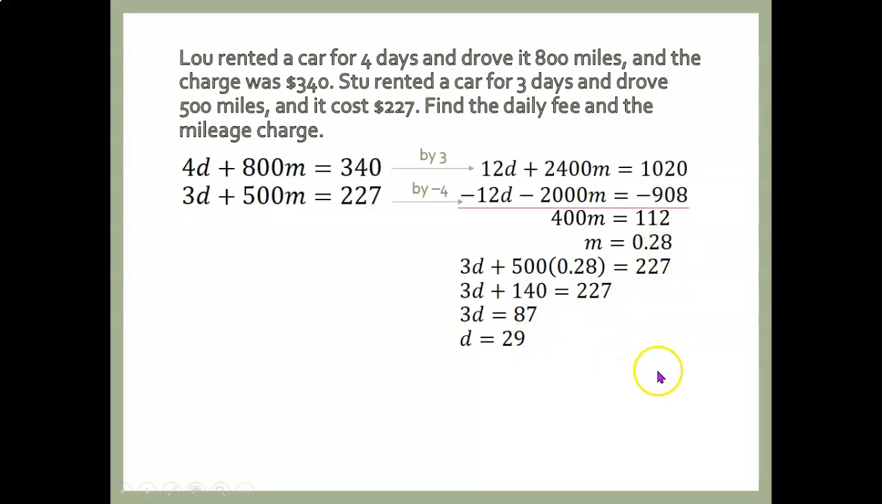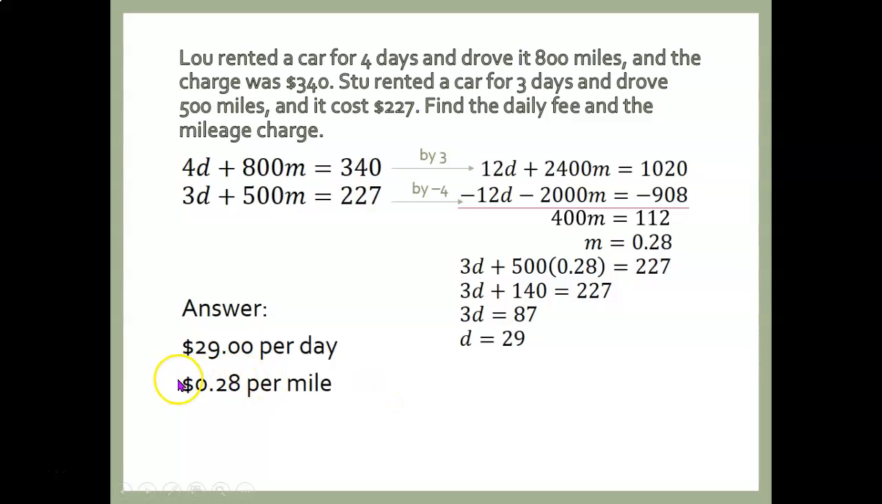We have our two numbers. So the answer is that the daily fee, the fee per day that the car is rented, is $29 per day. And the mileage charge, the charge per mile that the car is driven, is 0.28. So $0.28 means 28 cents. 28 cents per mile.